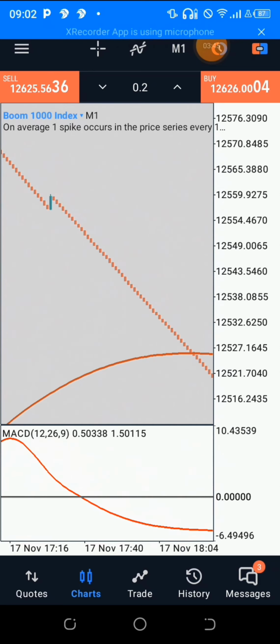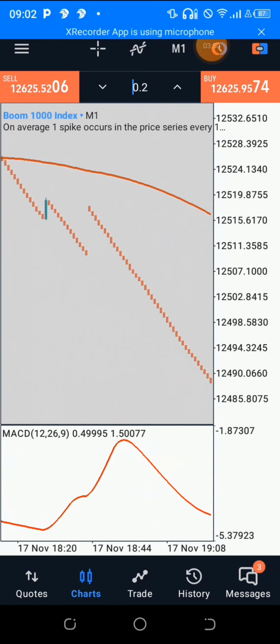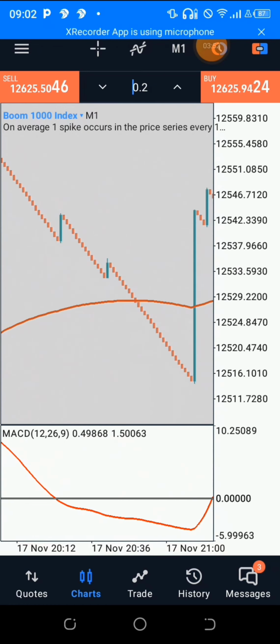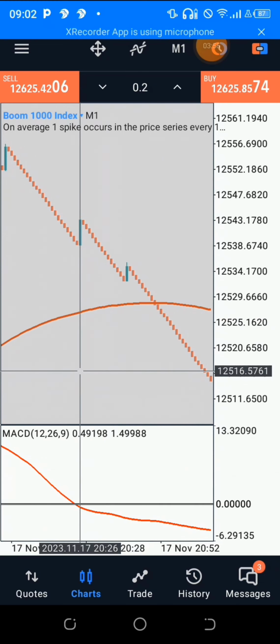Okay, let's look for more examples. Here, there's no trade. Why? Price is above the red line, so we're not going to take any trades there. Again, here we don't have a trade. We don't have a signal here because price is above the red line.